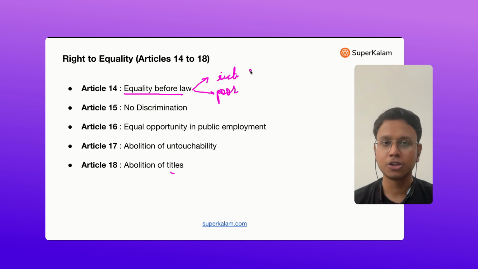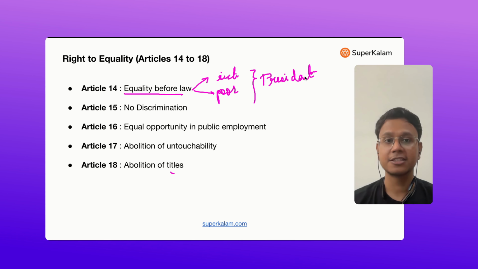There are a few exceptions, although, for example, the President of India and the governor. In a few cases, for example, no criminal case can be started against them while they are in office. That's a basic exception given in this right. Otherwise, no discrimination can be made.